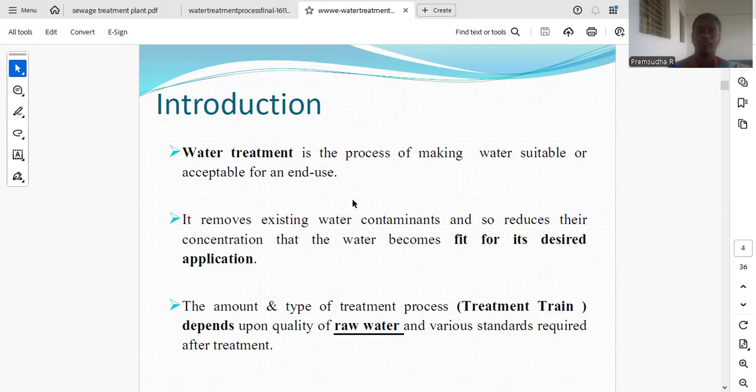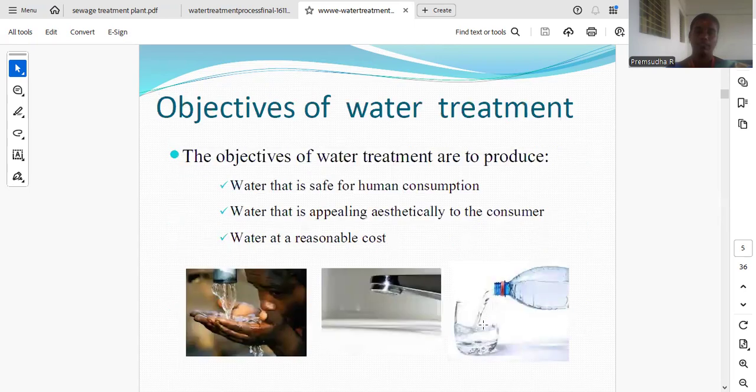Drinking water supply, for final year, this is the fourth unit. Water supply and wastewater treatment is the second unit. So the syllabus is the same for both: conventional water treatment. It removes the existing contaminants and reduces the concentration so that the water becomes fit for its desired application. So the amount and type of treatment train depends upon the quality of groundwater and the standards required after treatment.